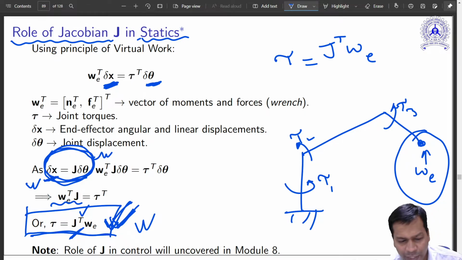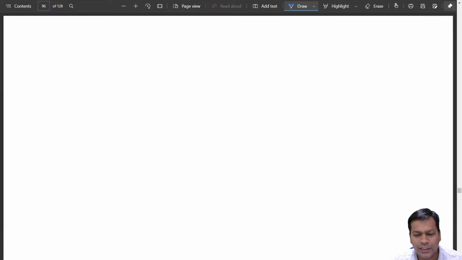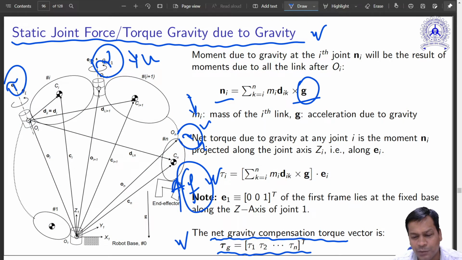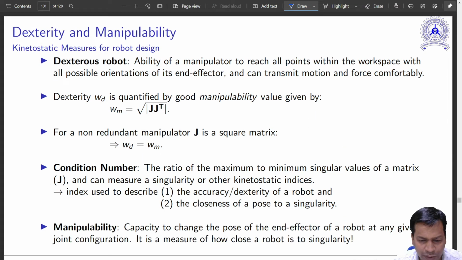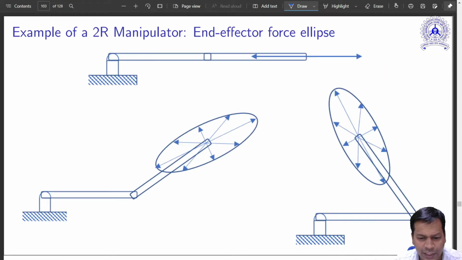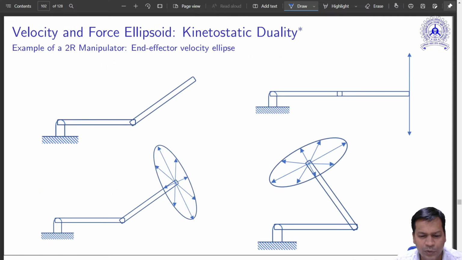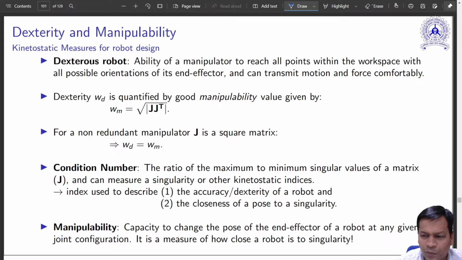If I combine them together, that is the work done that I want to compute, so I have to take the product of these. That is why JJ transpose came into the picture. That probably is in my next slide somewhere, and we'll come to that once again. That gives you a better picture of velocity and force both in a single thing.